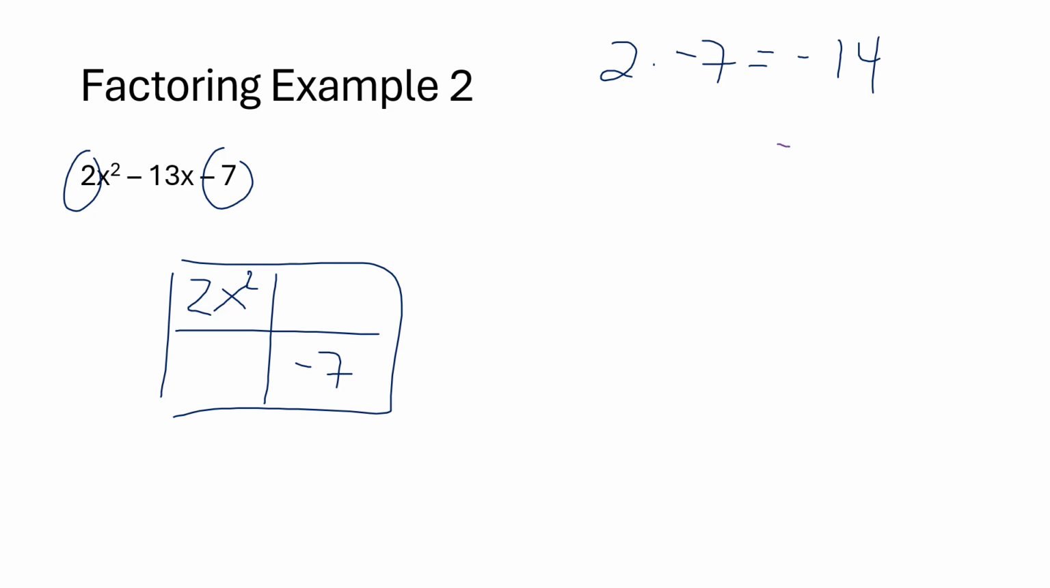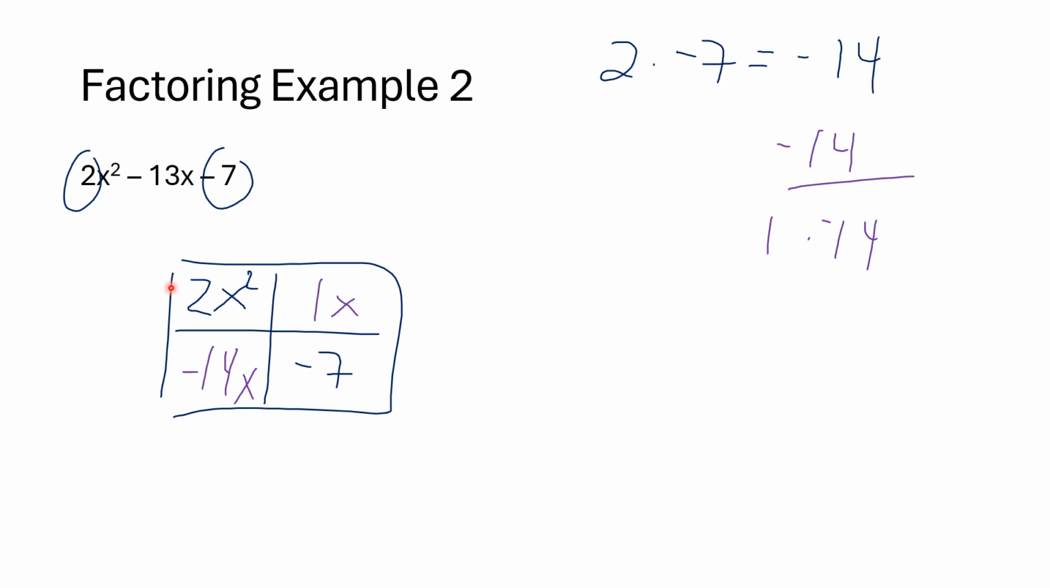Others might need to be a little bit more strategic, but if I do 1 times 14, I can get a 13 out of that. I can get a -13 out of it if the 1 is positive and the 14 is negative. As before, it does not matter where you place them in the box. So you can pick either rectangle, and then you just have one GCF step to take.